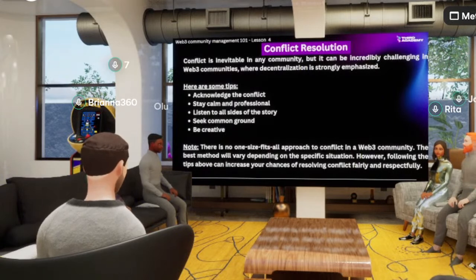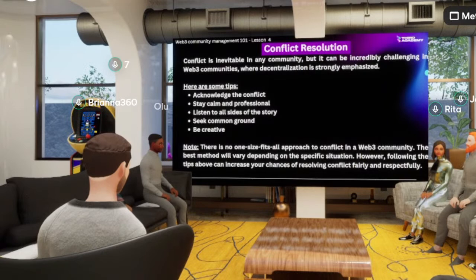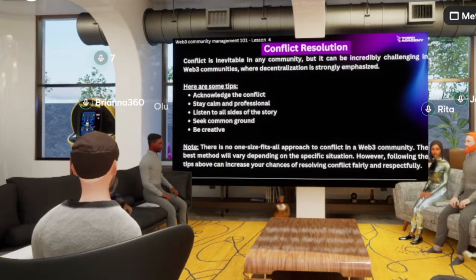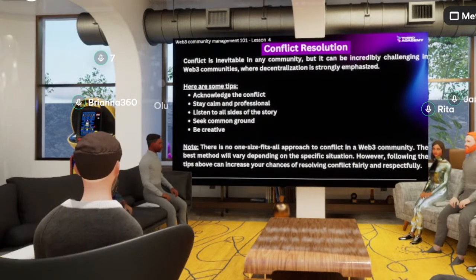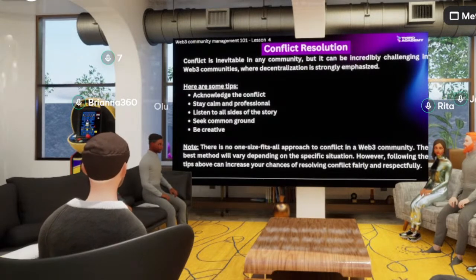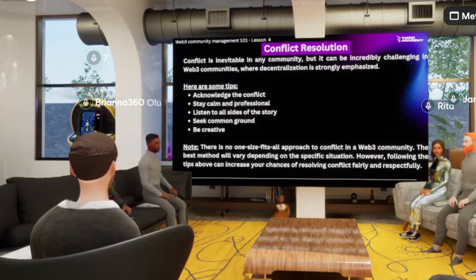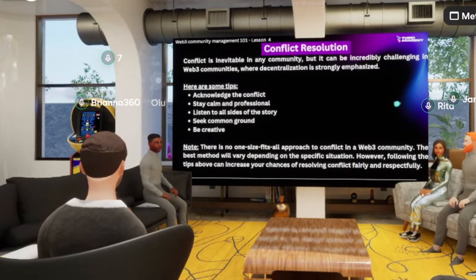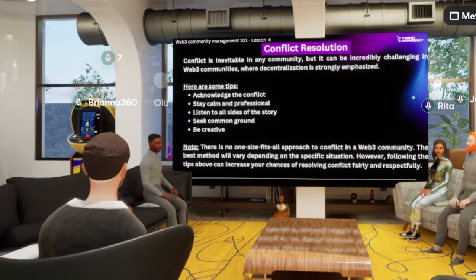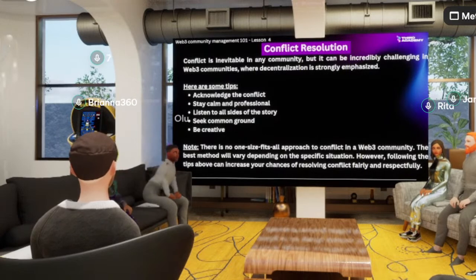Some tips that can help you get started: first, you need to acknowledge the conflict. Don't pretend or ignore that it's not happening. That's one mistake that I see a lot of community managers make. They pretend as if the problem does not exist, and that can cause more problems. So don't act as if it doesn't exist. The sooner you acknowledge the issue, the sooner you can resolve it.